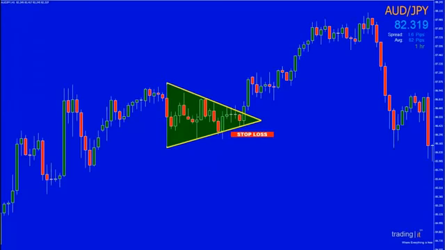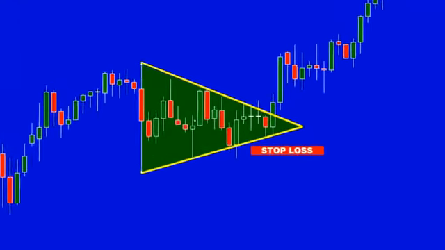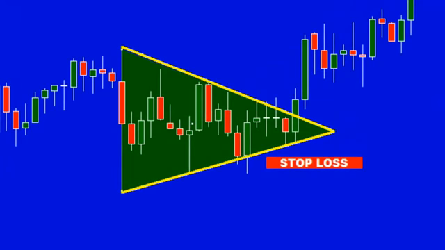In this example, let's focus on a long setup. If a triangle is applied here, we can anticipate a potential breakout occurring to the upside due to the overall uptrend conditions the market is in right here. A long entry may be taken at this point here.